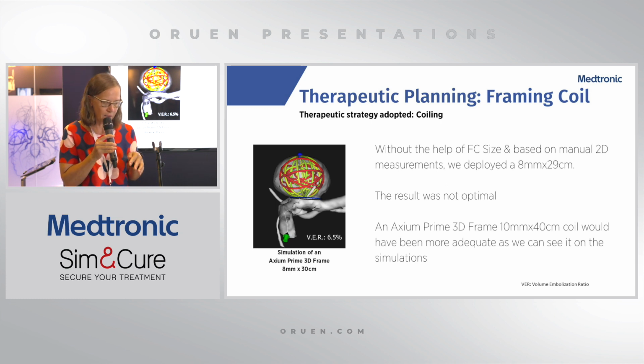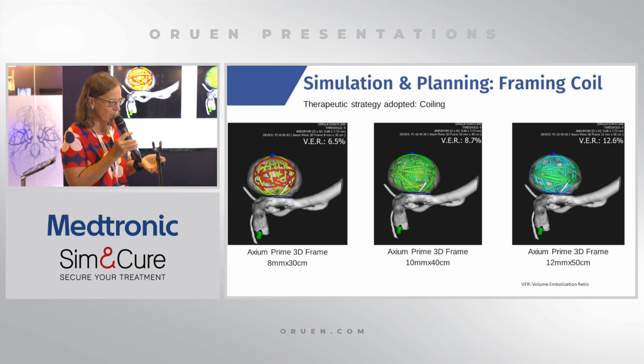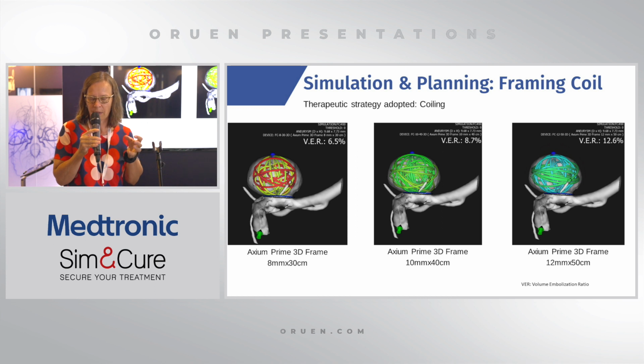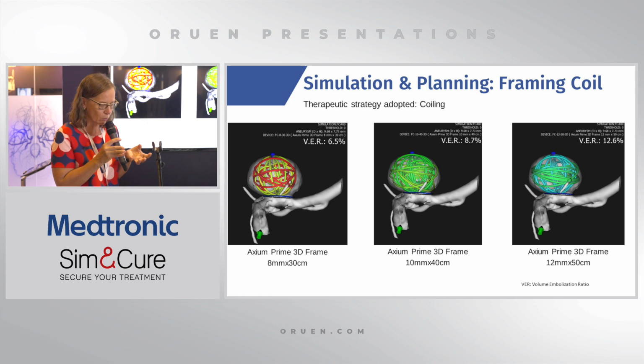So if I had taken a longer coil and a larger coil, it would have been better. As you can see here, the different simulations for the 8mm coil, for the 10mm, that shows green, so it's nicely opposed to the wall. And 12mm, it's too big, so there's more manipulation needed, more pushing needed if I take too long or too large a coil. All the VRs are adequate except the first one.